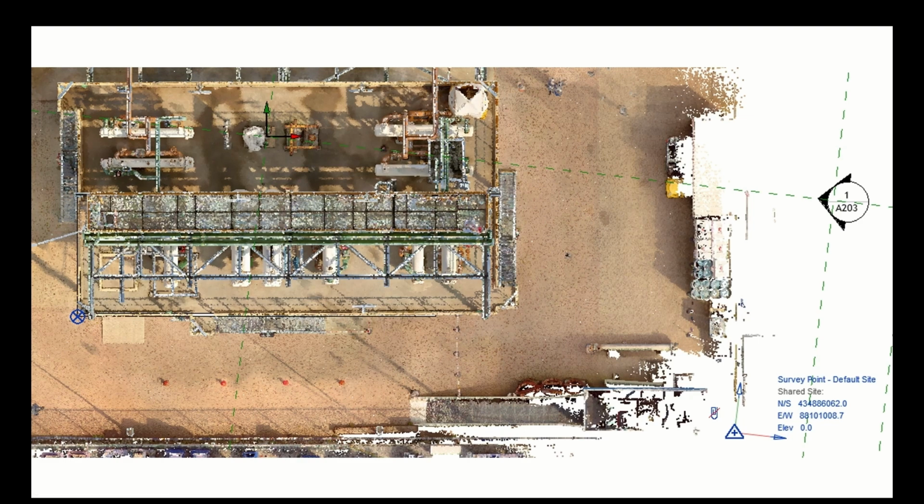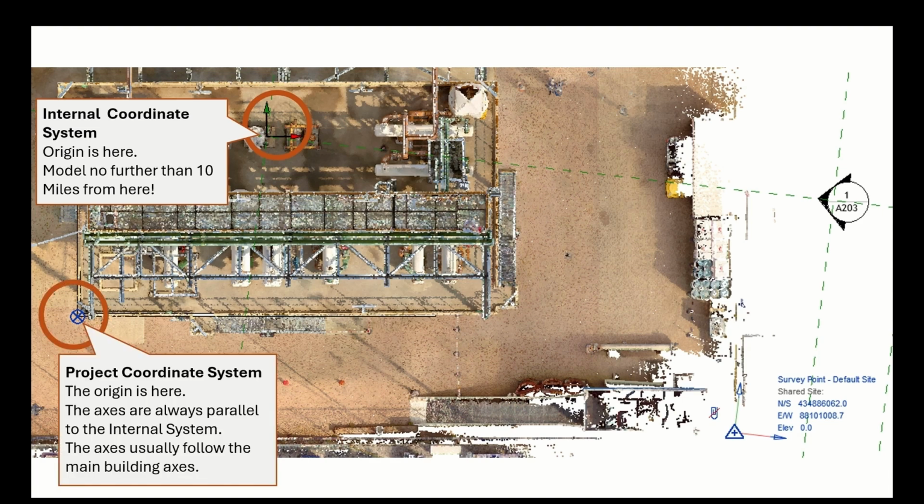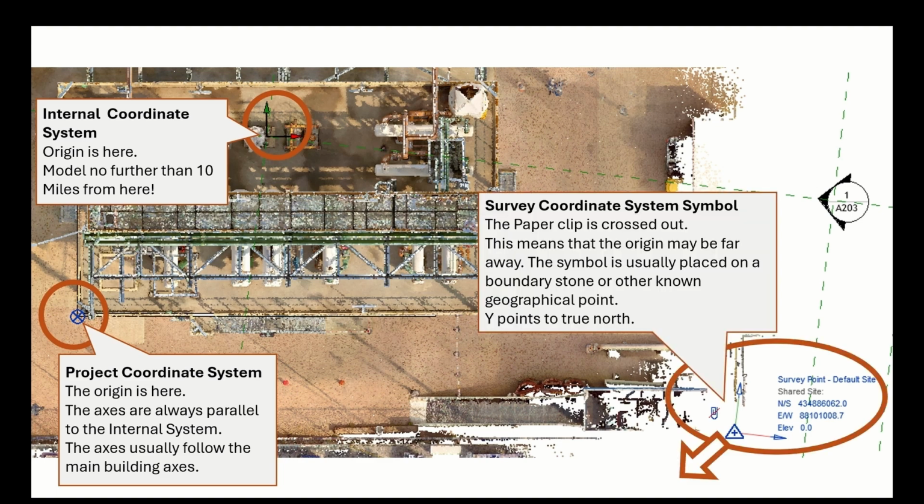Let me summarize. The internal coordinate origin is never changed. It is here. I can't model more than 10 miles away from it and insert Revit objects. This is the project coordinate system. I move its origin to where it seems appropriate for my project. This is the survey coordinate system. I rotated it because true north is generally not in the direction of one of the main axes of the building. In another video, we will show how to be very precise with georeferenced point clouds in Revit and Recap.